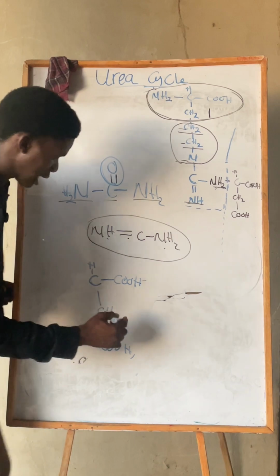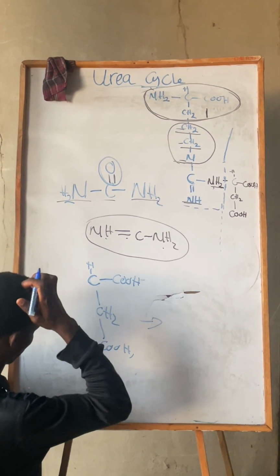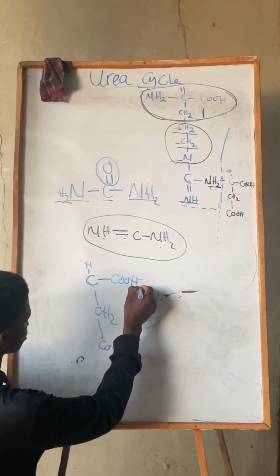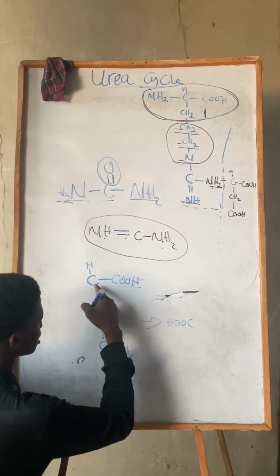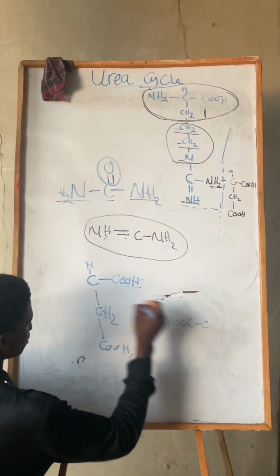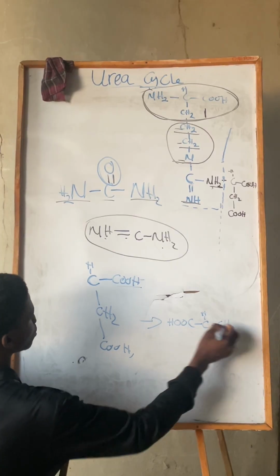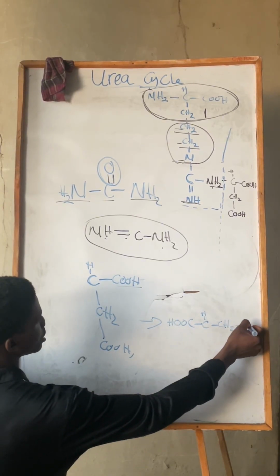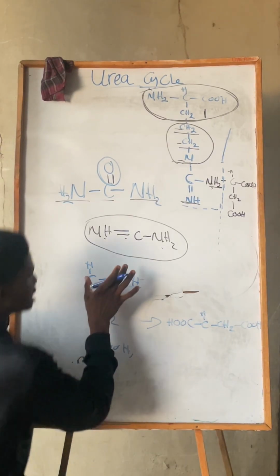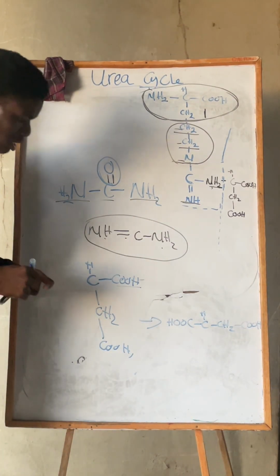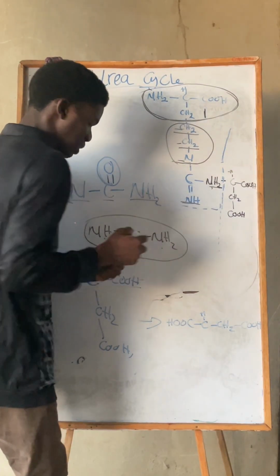This guy, I can straighten it. Let me just draw it in another form. This COOH, I can write HOOC. Then followed by C, put an H on it, followed by CH2, followed by COOH. Still the same thing. So that's to tell you that this is succinate. So it means that this part is succinate.